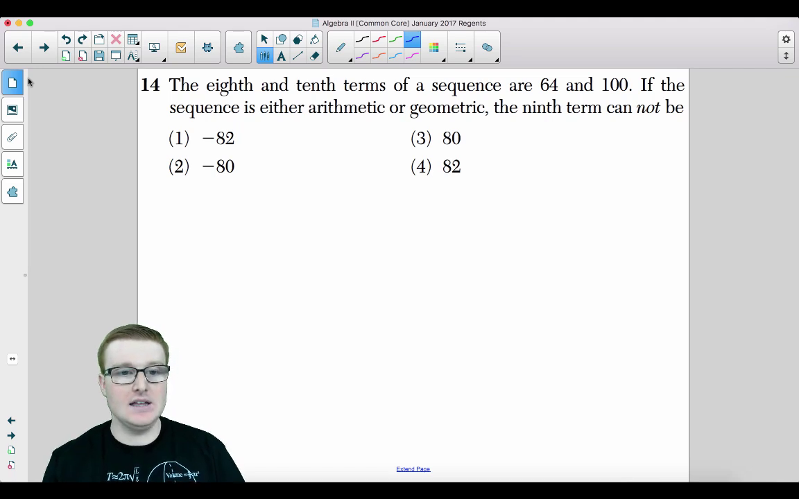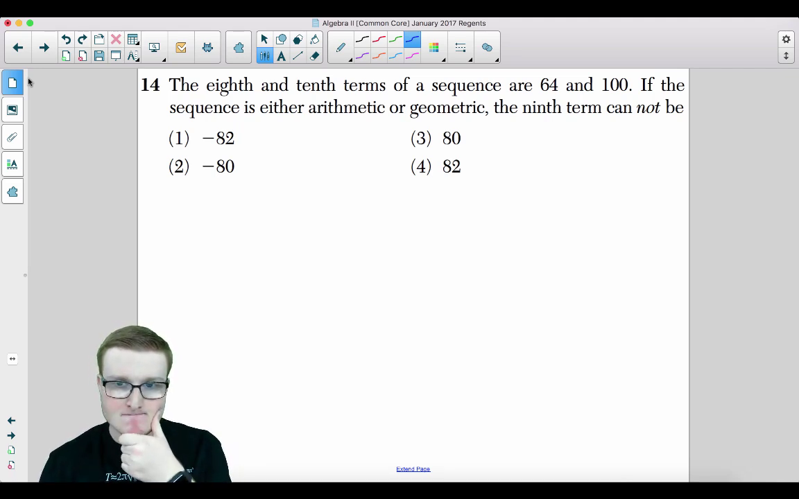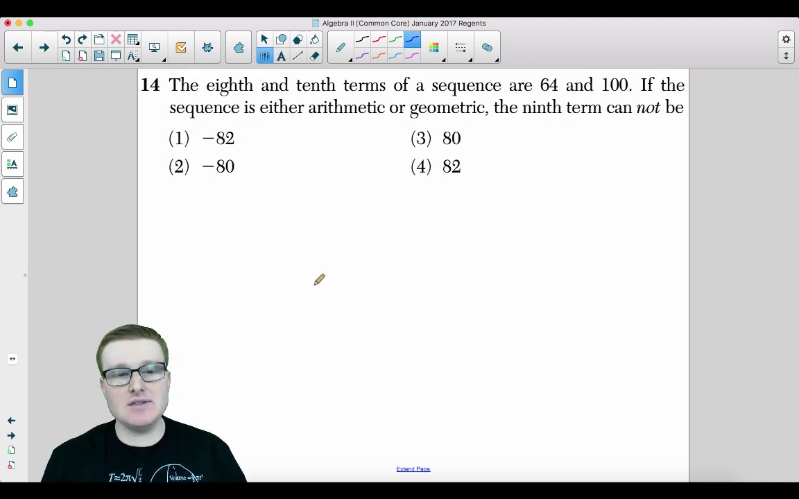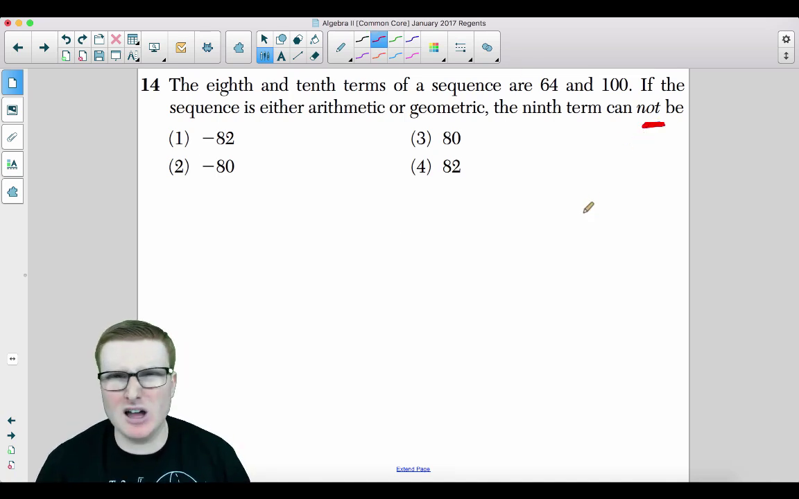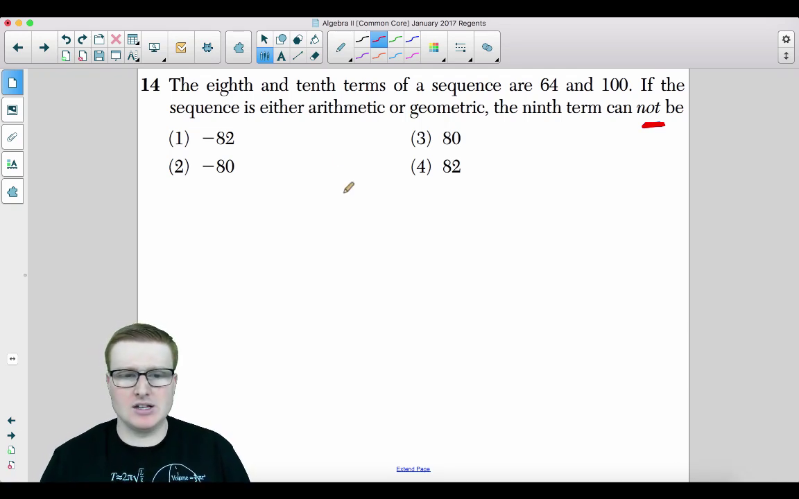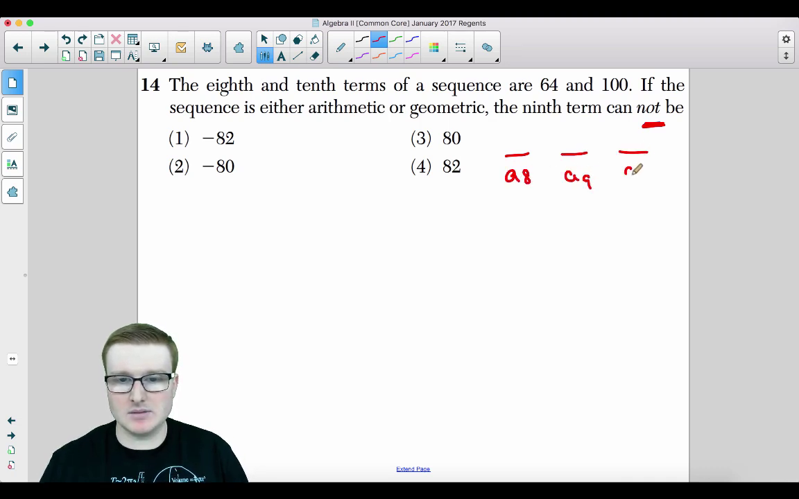Number 14. The 8th and 10th term of a sequence are 64 and 100. If the sequence is either arithmetic or geometric, the 9th term cannot be what? Okay. I love this question because I'm such a nerd, but I like this question a lot because it's really testing your knowledge on whether or not you understand the difference between arithmetic and geometric. So this is going to be a sub 8, this is going to be a sub 9, this is going to be a sub 10.